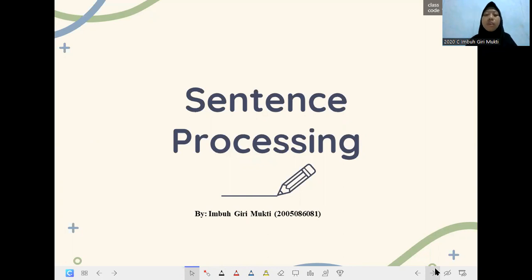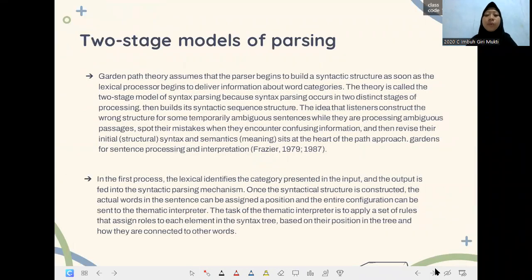My student number is 2005086081. So here I want to explain about sentence processing. The first is about two-stage models of parsing.